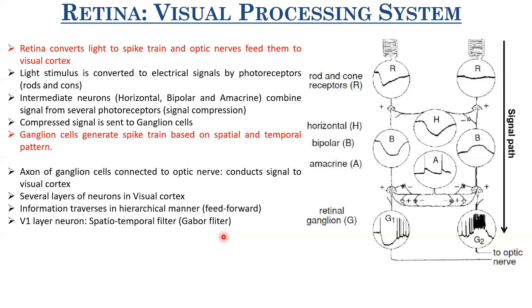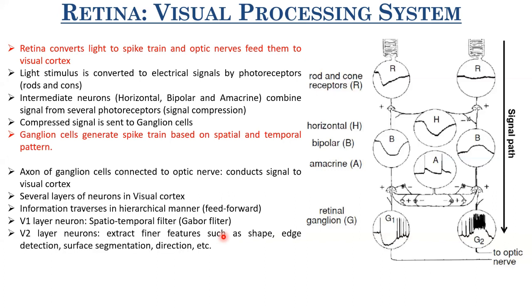So these two pieces of information are extracted by this V1 layer of neurons, which are modeled as Gabor filters. Then the information propagates to the V2 layer, the next higher layer of neurons, and there they extract finer features such as the shape of the object from which the light is being emitted, edge detection, then surface segmentation, I mean the surface of the object from where the light is being emitted or which is reflecting the light, and even the direction. So these finer features are extracted by the layer of neurons after the first layer.